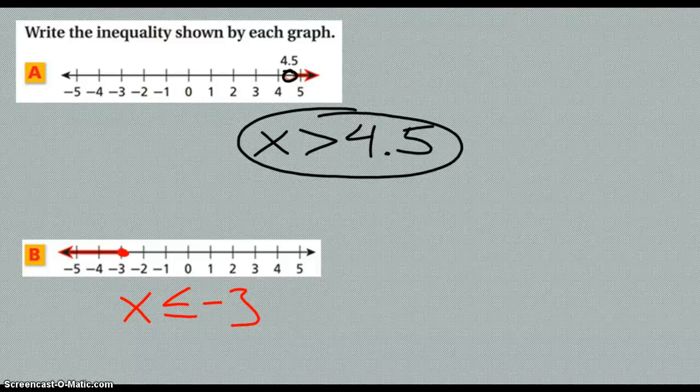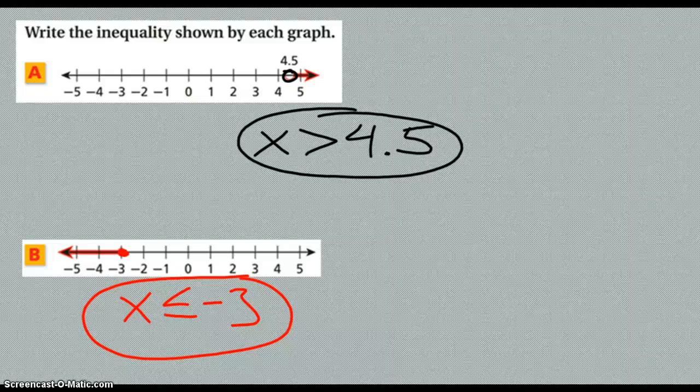And that is a simple introduction to inequalities, graphing and writing them. And we'll work with this more in depth tomorrow, and obviously throughout the chapter. So that's all I've got for you today.